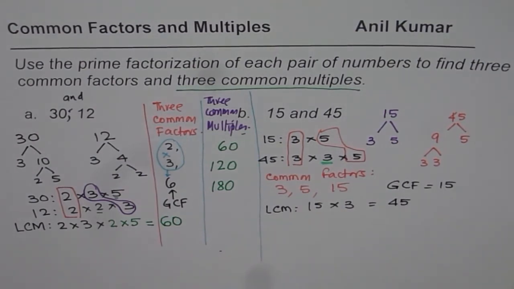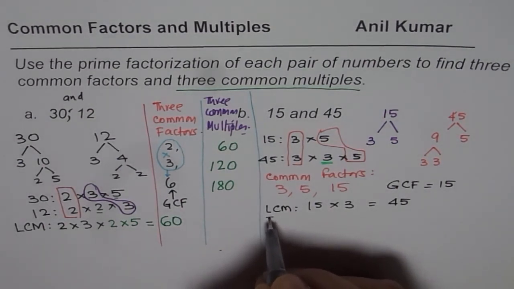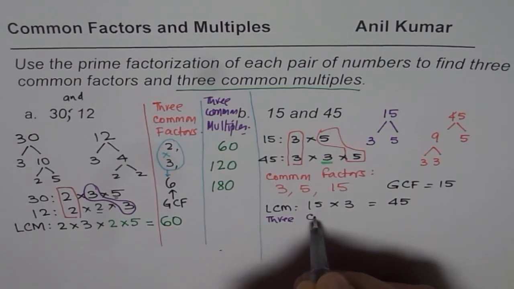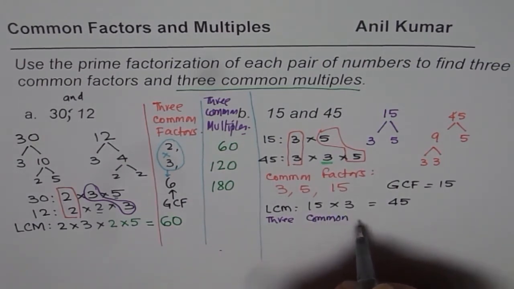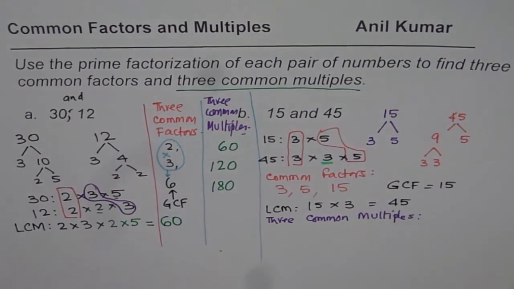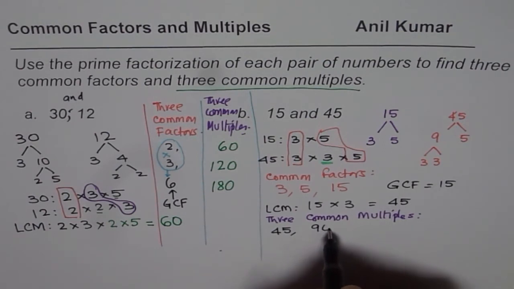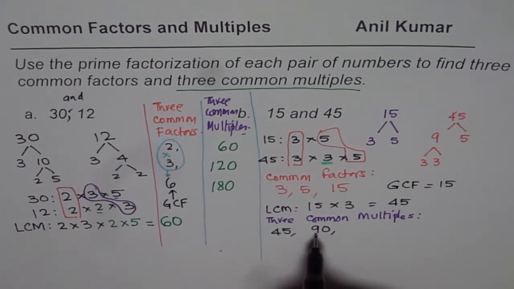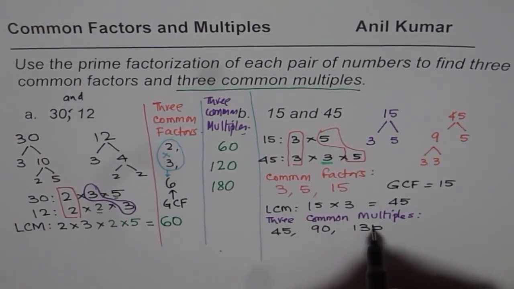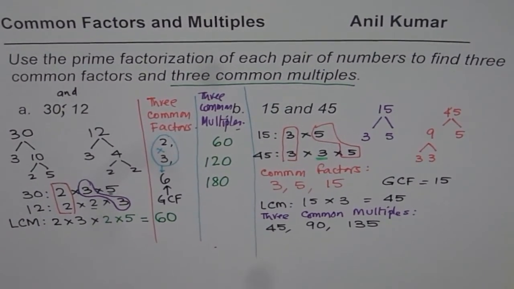Now, can you tell me what the three common multiples are? The three common multiples will be 45 times 1, 45 times 2, and 45 times 3. That is, 45 is the least, then times 2 is 90, and then you can add 45 to it, 135. So that is how you can get three common multiples.